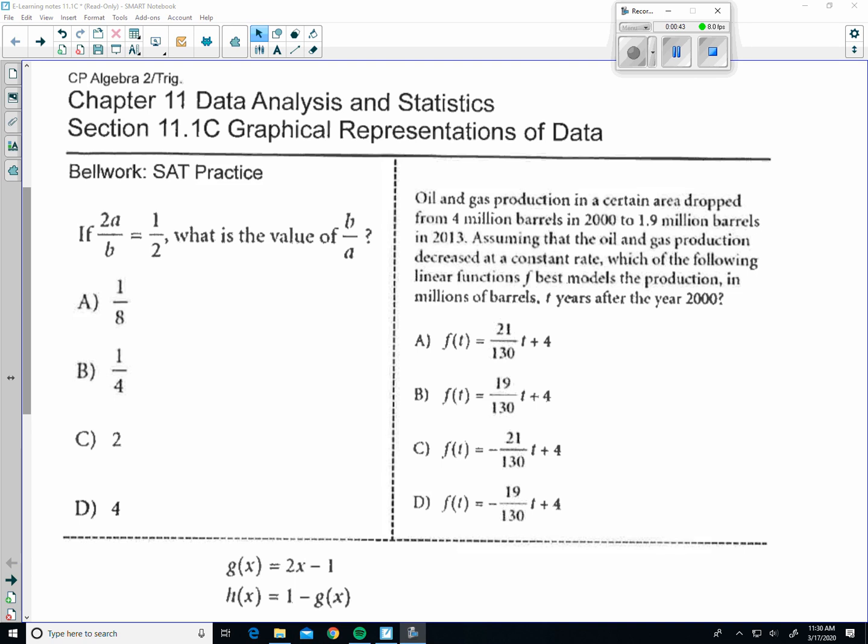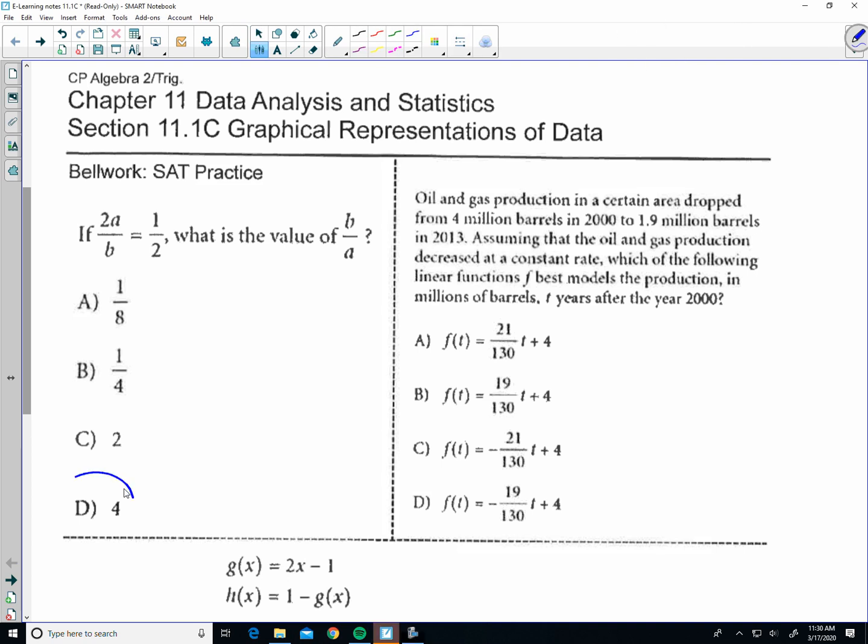So if you can hit the pause button and try those 4 problems, come on back in about 5 minutes and we'll go over them. See how you did with your answers. Well, welcome back. We'll go right to number 1 here.